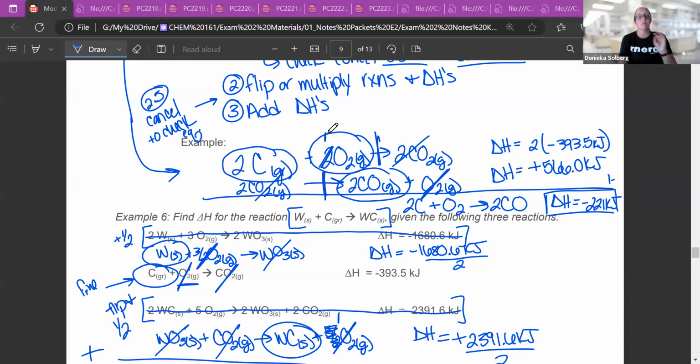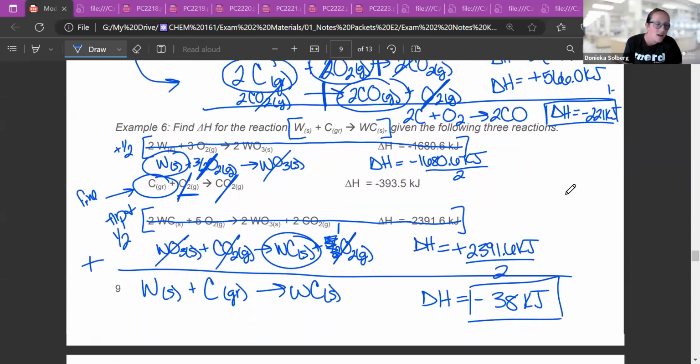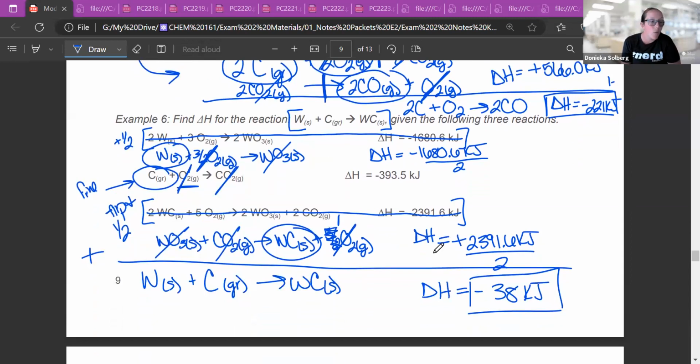So the whole goal of this is manipulating the steps to get them to add up, cancel out, and then you add up those delta H's, and that gives you the delta H for that reaction. That is called Hess's law. Okay, so I am going to do one with you, and then I will walk through. Oh, I've only got one example here, so I'm going to do this one with you.